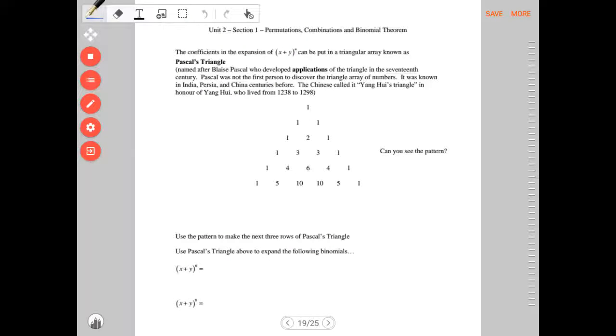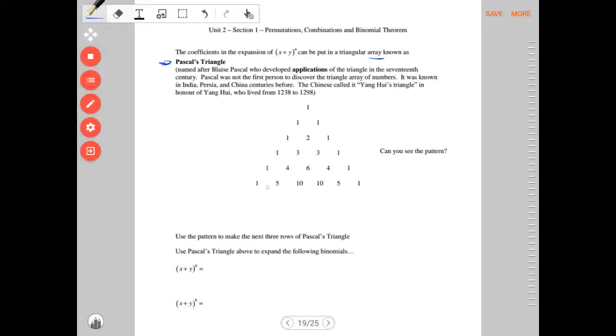All right, the coefficients in the expansion of (x + y) to the n can be put into a triangular array known as Pascal's triangle, named after Blaise Pascal, who developed applications of this triangle in the 17th century. Pascal was not the first person to discover this triangular array of numbers. It was known in India, Persia, and China centuries before. The Chinese call it Yang Hui's triangle in honor of Yang Hui, who lived from 1238 to 1298. So even though we call it Pascal's triangle, he just developed some of the applications. He didn't actually develop the triangle itself.